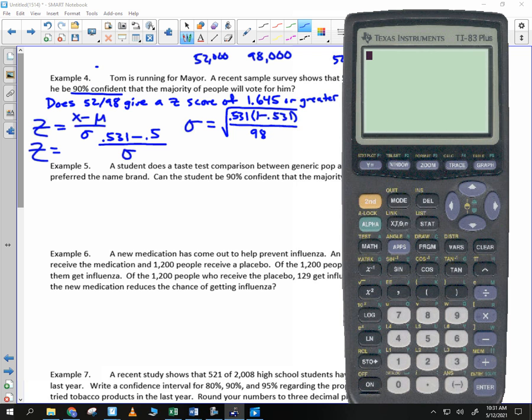I'm not going to type the whole thing in. I'm going to do it bit by bit. I'm going to go 0.531 times 1 minus 0.531. And I get that. What's the next step? Divide by 98. Take my answer that I got, I divide that by 98. And then what? I will square root that answer right there, and I get 0.050.